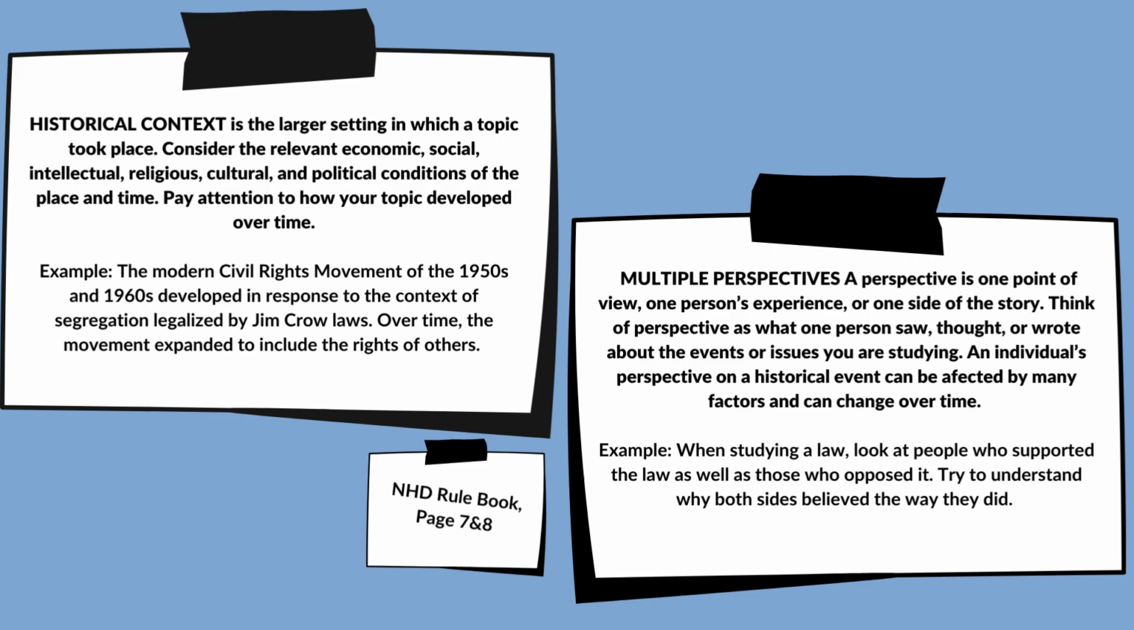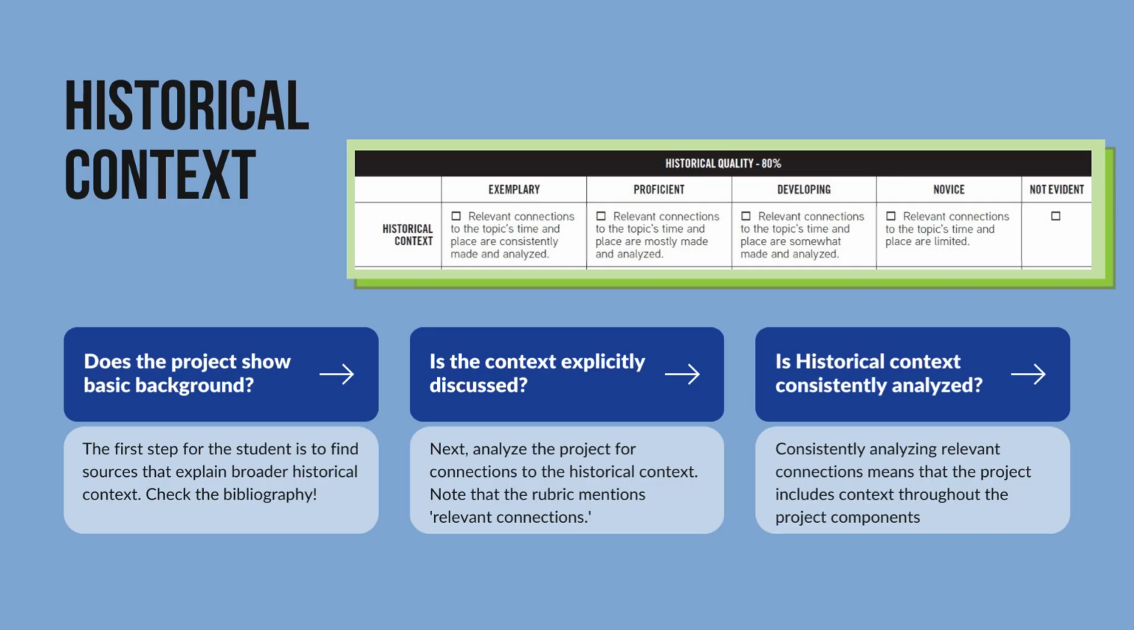Context is defined as the larger setting in which a topic took place. Students may consider many conditions and should pay attention to developments over time. The rulebook gives the example of the civil rights movement, where the context of legal segregation was important to the eventual response of the civil rights movement. Historical perspectives are defined as a point of view, an experience, or a side of the story. Multiple perspectives can include historical perspectives as well as different points of view from individuals.